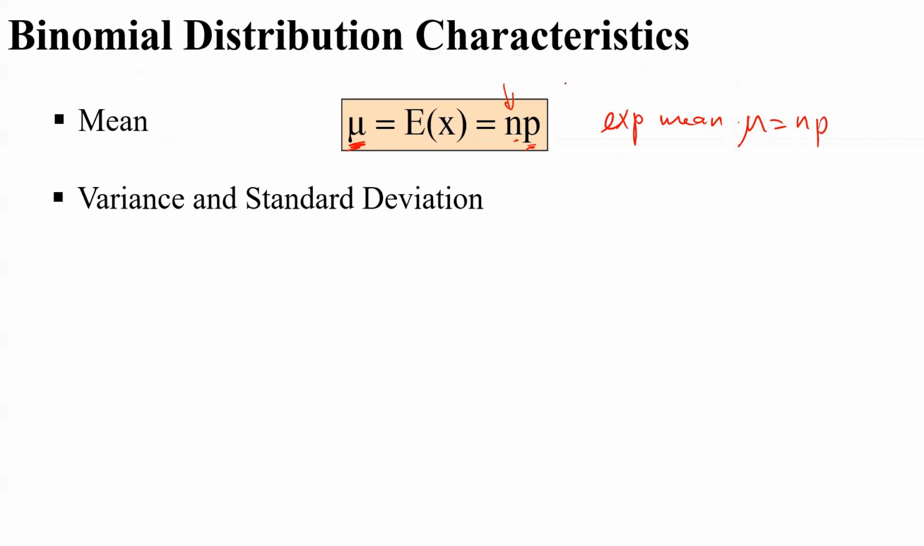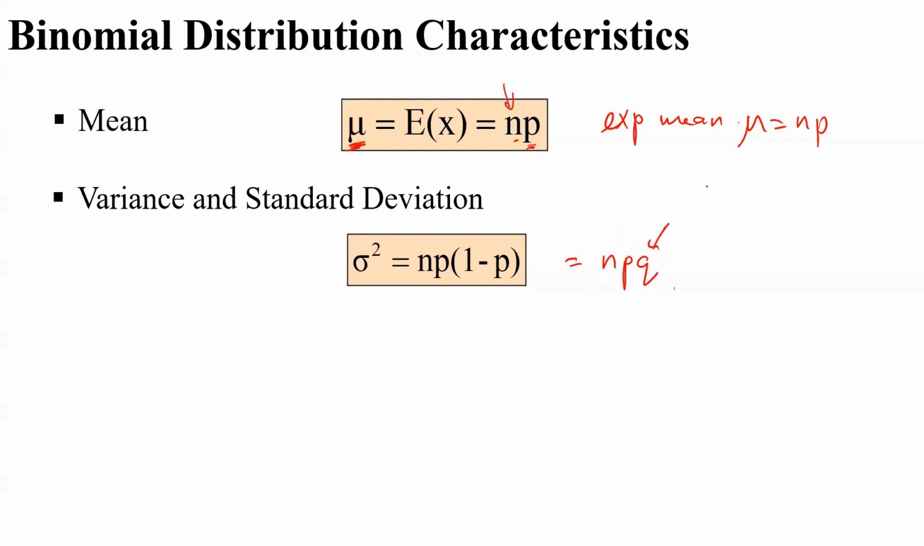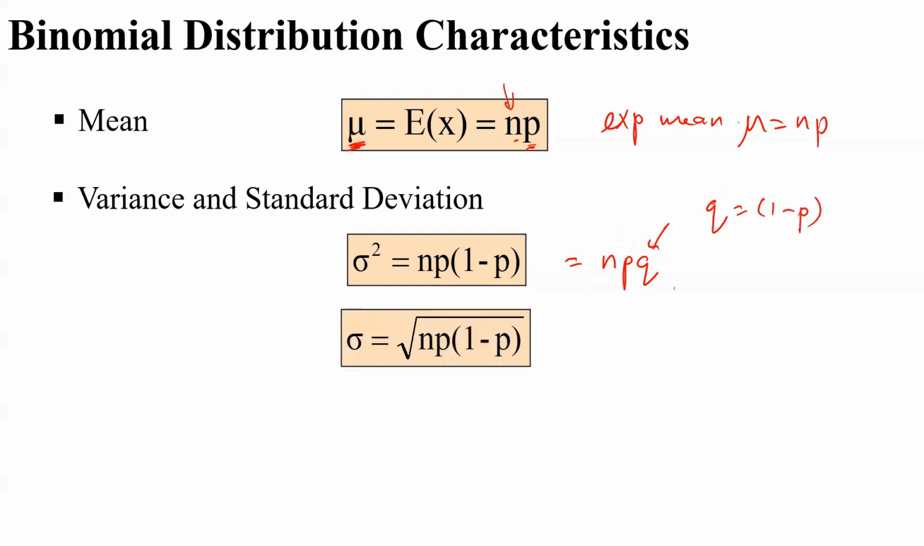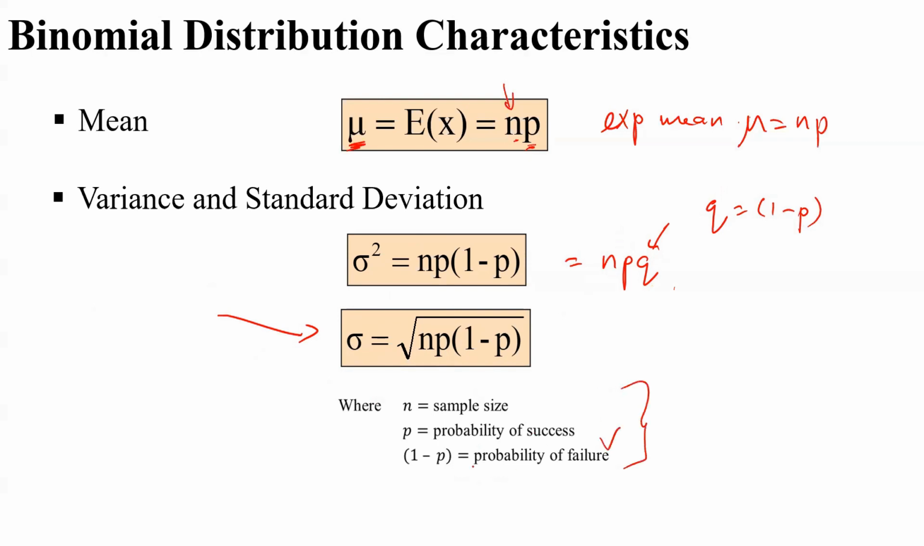Again, the variance and standard deviation are very simple, so we use this formula. Variance equals np(1 - p), so the number of trials multiplied by the probability of success multiplied by 1 minus p. In other words, it can also be written in this form, npq, where q is equal to 1 minus p. And the standard deviation is the square root of the variance.